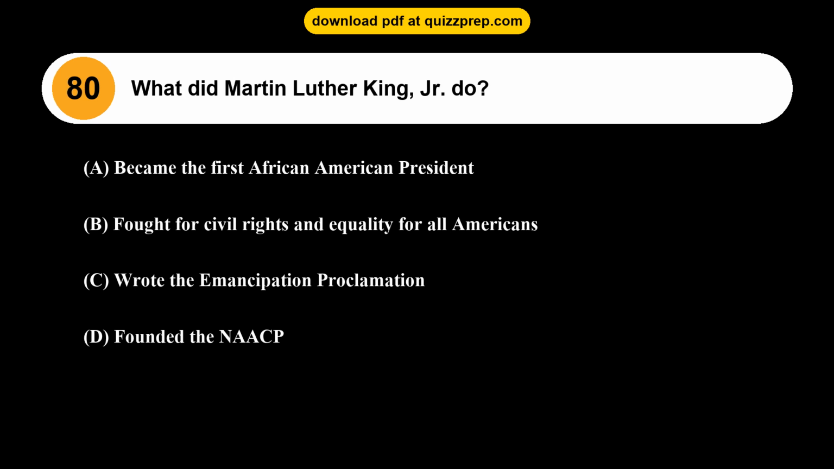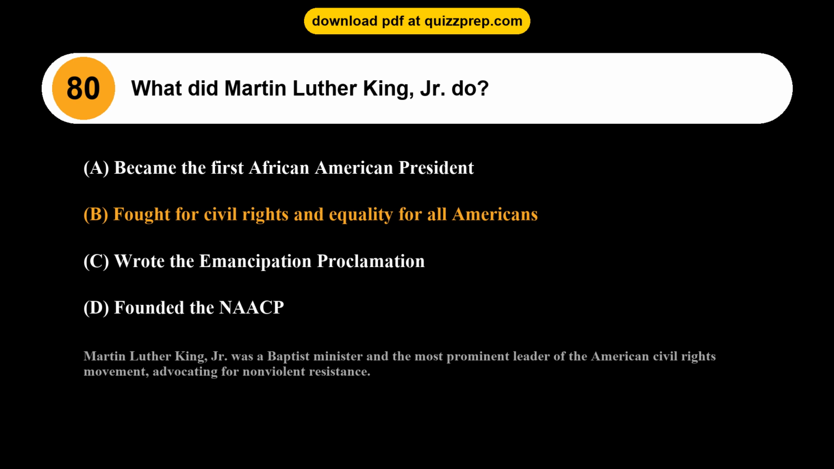Question 80. What did Martin Luther King, Jr. do? Option A, became the first African American president. Option B, fought for civil rights and equality for all Americans. Option C, wrote the Emancipation Proclamation. Option D, founded the NAACP. The correct answer is option B, fought for civil rights and equality for all Americans. Martin Luther King, Jr. was a Baptist minister and the most prominent leader of the American civil rights movement, advocating for nonviolent resistance.